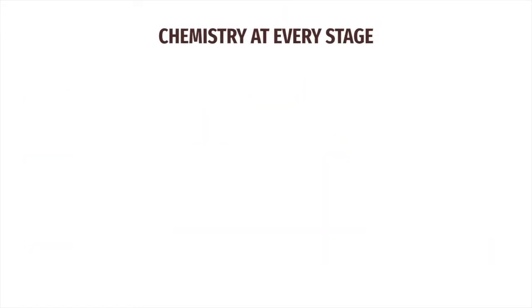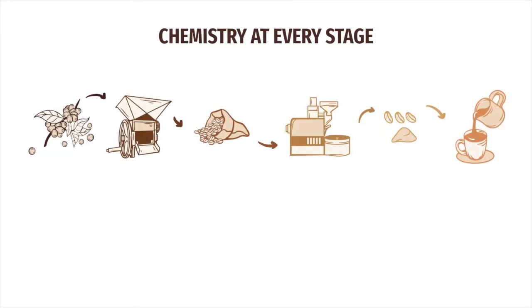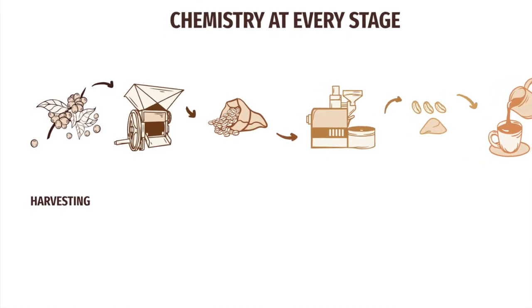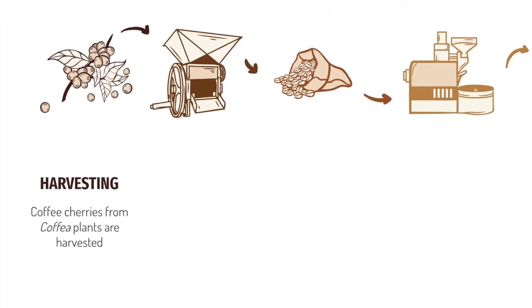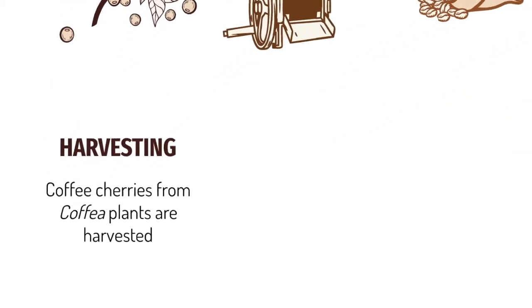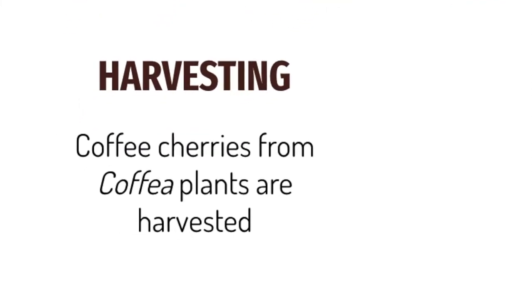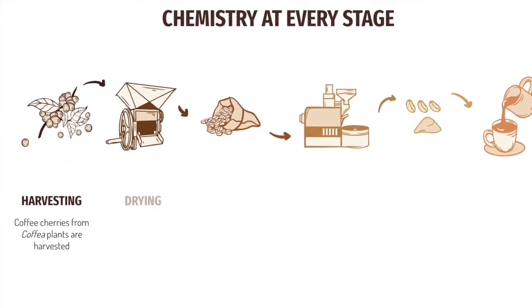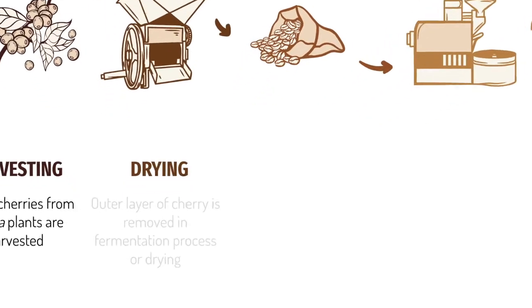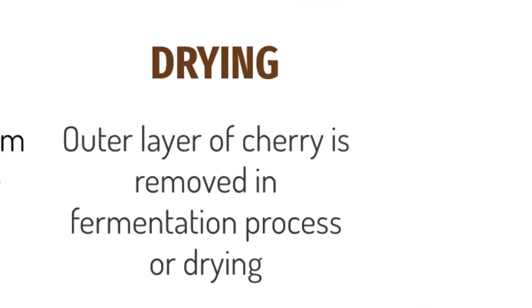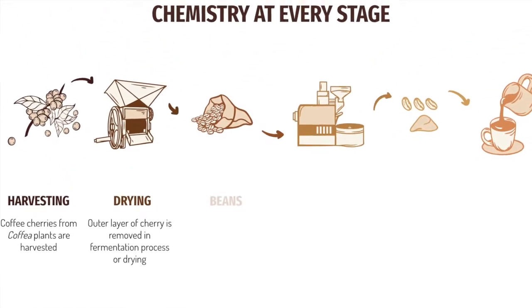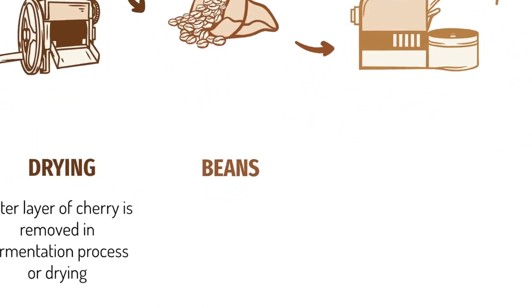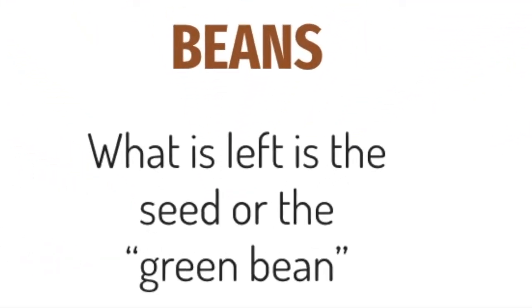Coffee has chemistry at every stage, but before we get into detail, let's take a look at how coffee is produced. The first stage is harvesting, where coffee cherries are harvested from coffea plants. Yes, that does make coffee a fruit. Next comes the drying stage, where the outer layer of a cherry is removed in a fermentation process or drying. This leaves the part of the cherry that you do consume, the seed or the green bean.